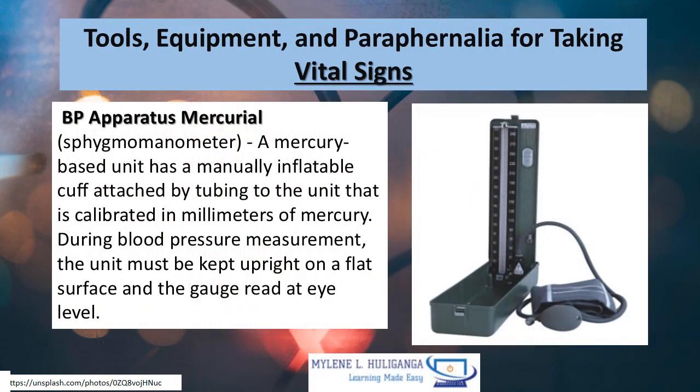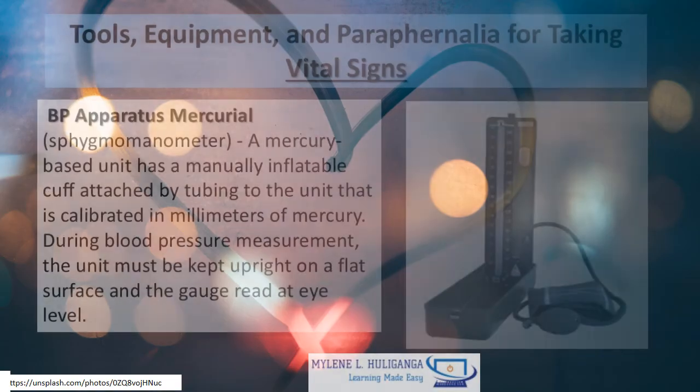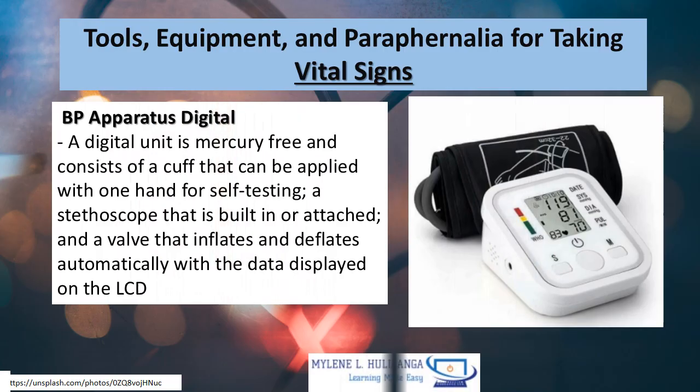BP apparatus mercurial. A mercury-based unit has a manually inflatable cuff attached by tubing to the unit that is calibrated in millimeters of mercury. During blood pressure measurement, the unit must be kept upright on a flat surface and the gauge read at eye level. BP apparatus digital. A digital unit is mercury-free and consists of a cuff that can be applied with one hand for self-testing, a stethoscope that is built in or attached, and a valve that inflates automatically with data displayed on LCD.